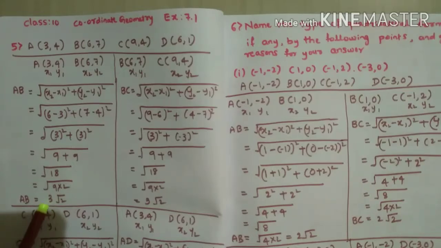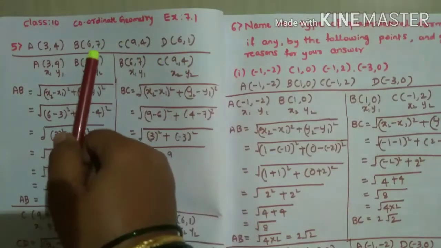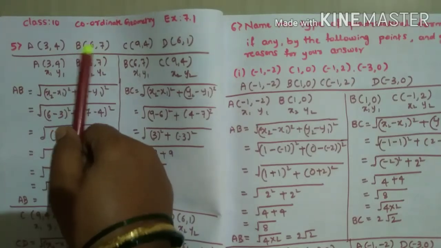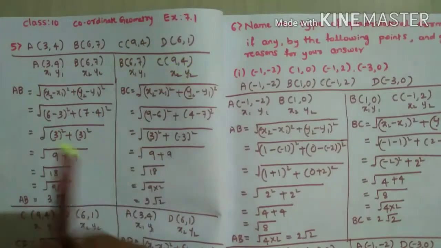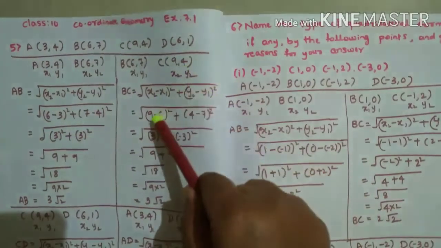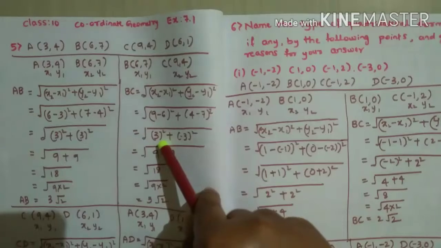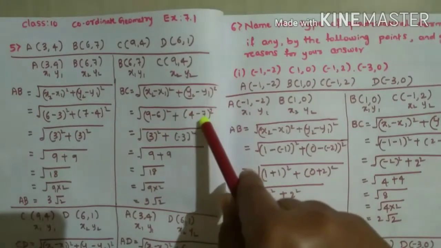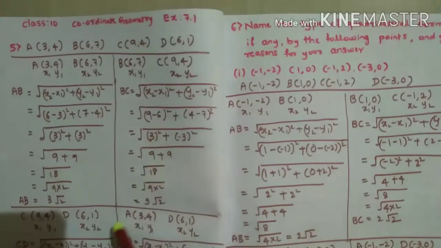So AB is 3 root 2. Then BC we have to find. Now the same thing we have to do for BC also. Point B is taken as x1, y1 and point C as x2, y2. x2 is 9 minus x1 is 6, y2 is 4 minus 7. So 9 minus 6 is 3 square. Here 4 minus 7, since 7 is the bigger number, gives minus 3. Minus 3 square is plus 9. So 9 plus 9 is 18. Same thing, we get the answer 3 root 2.